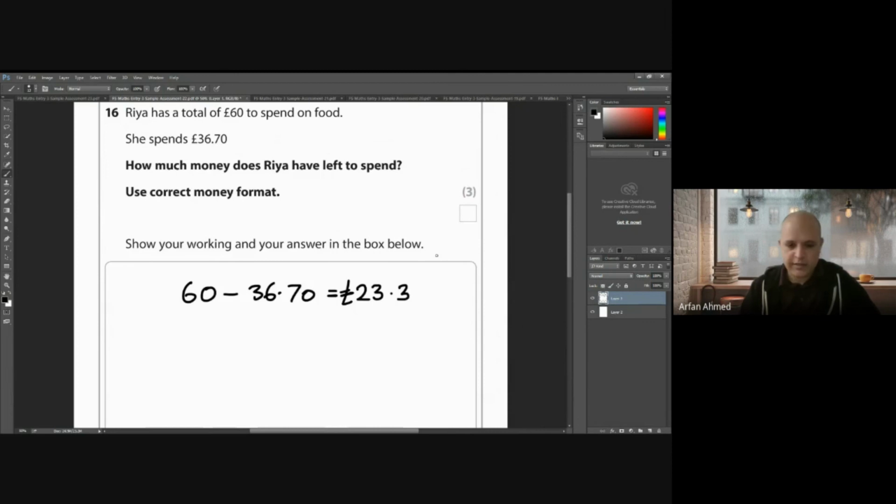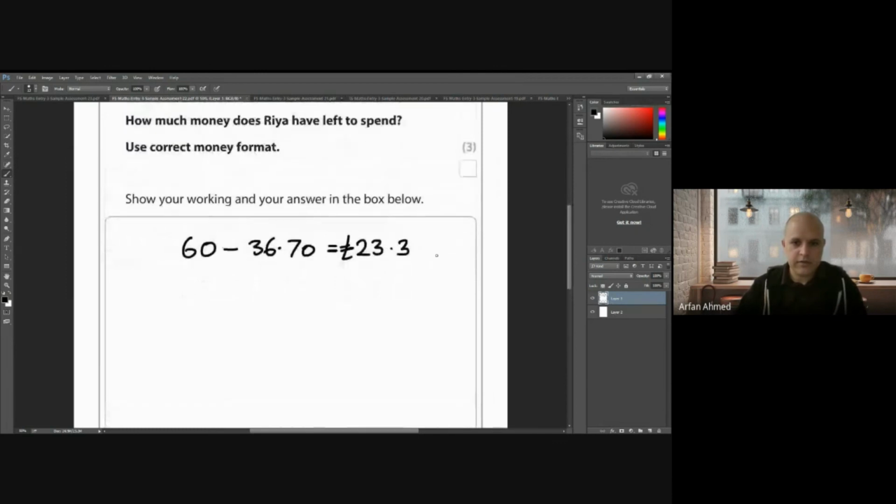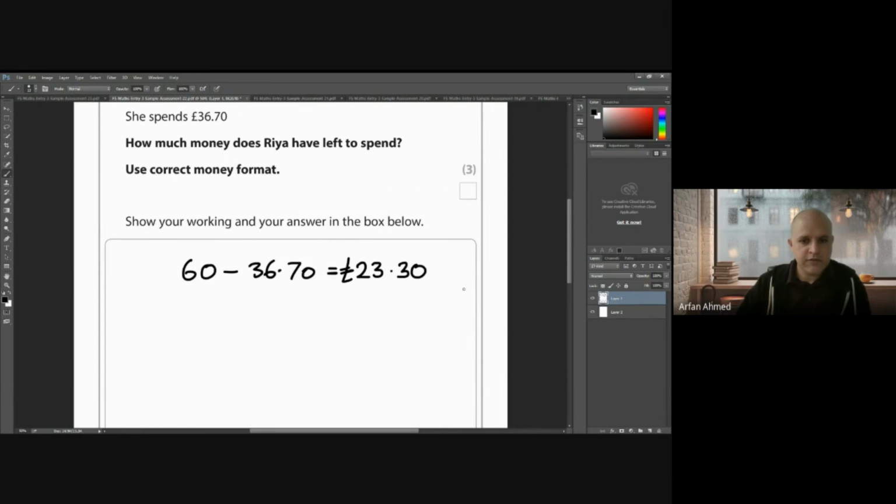Don't leave it like this. Obviously, I know it says that on the calculator. You leave it like this, you're gonna lose a mark. So obviously, you need to make sure anything to do with currency, you have that 0 there on the end, so it's 2 decimal places, and just make sure everything's correct.